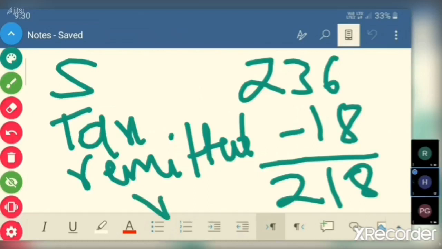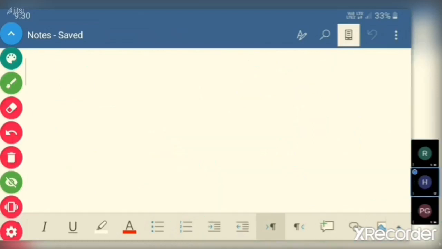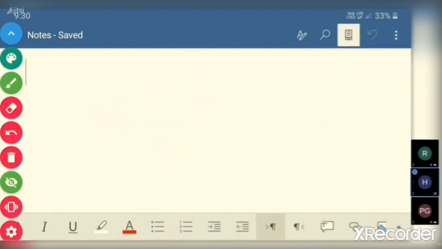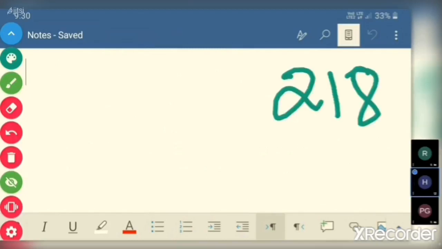We are using the VAT concept. In this, what is happening? The subsequent second seller will be left with net revenue of 218: 236 minus 18 rupees tax remitted, that is output tax minus input tax. The difference, 236 minus 18, 218, he will be left with. That is the net cash available.